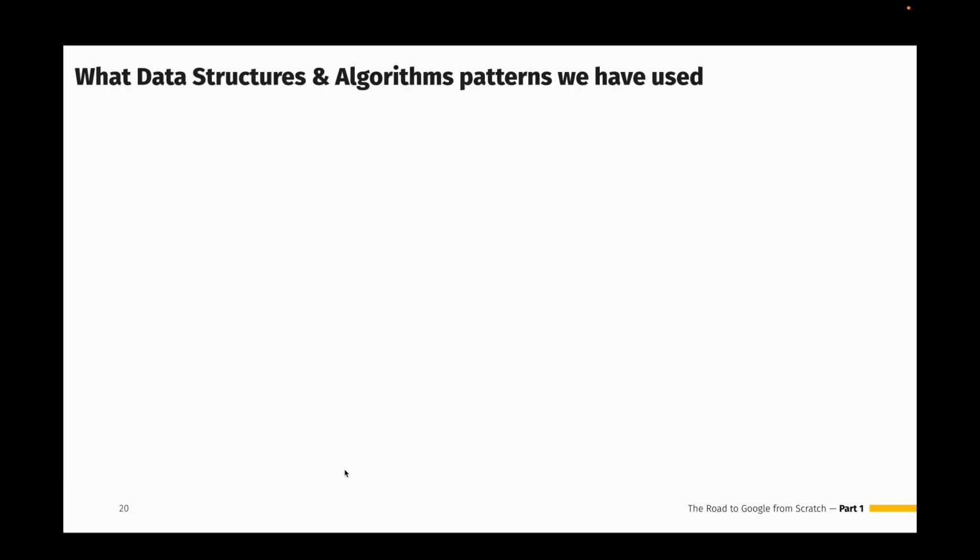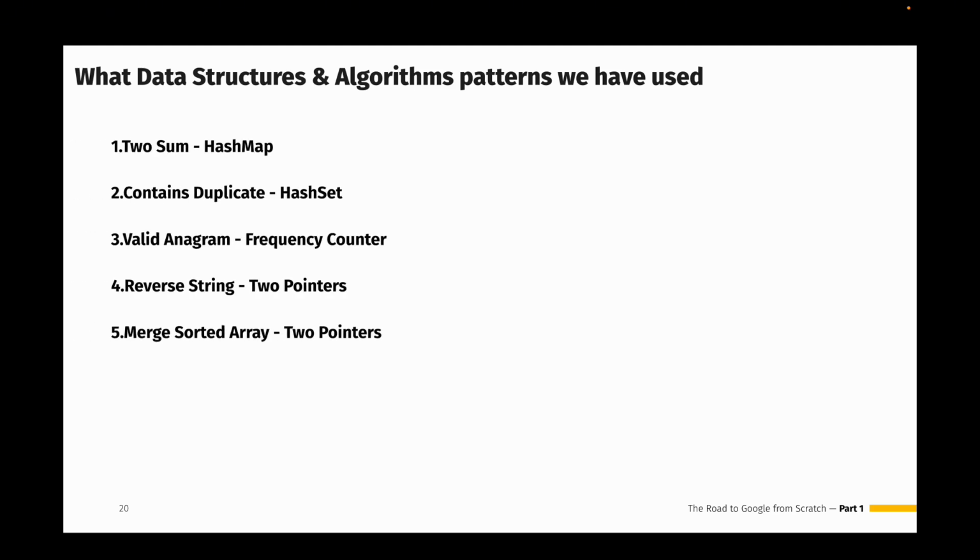Now let's check what data structures and algorithms we have used to solve our problems. For the first task, twoSum, we have used the HashMap data structure. For contains duplicates, we have used the HashSet data structure. For valid anagram, we have used the frequency counter pattern. For reverse string, we have used the two pointers pattern. And for merge sorted arrays, we again have used the two pointers pattern.